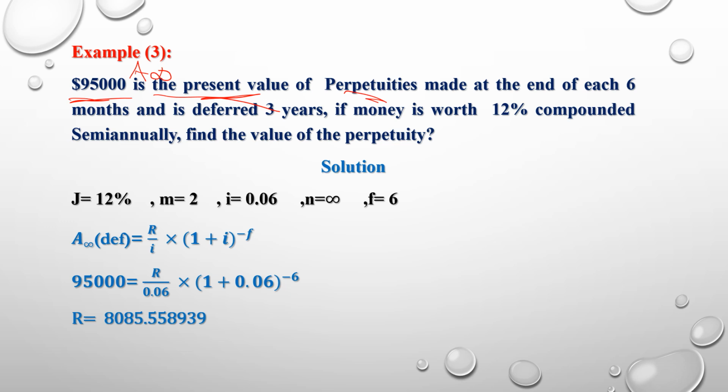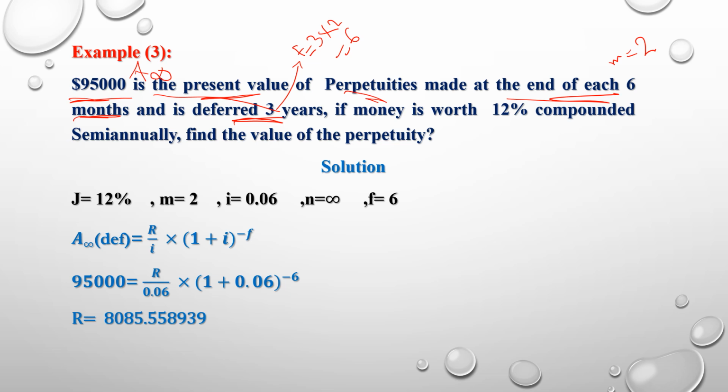And the perpetuities are made at the end of each 6 months. So it's made twice a year. So M equals 2. And these perpetuities are deferred 3 years. So there is a deferment period equal to 3 years. And as the perpetuity is made twice a year, so F equals 3 years times 2, which equals 6. So we have 6 deferment periods.